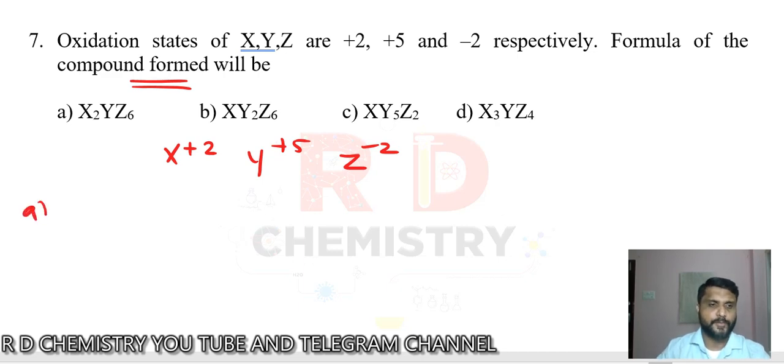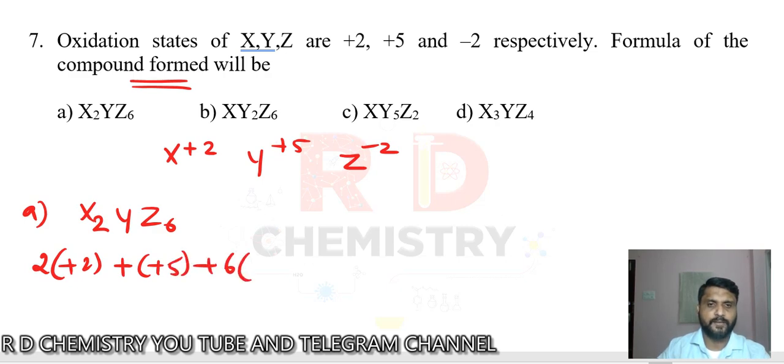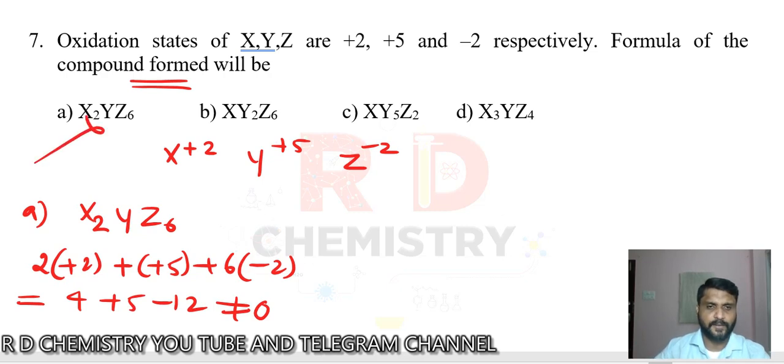Let me take the first option. They have given X2, Y, Z6. So 2 into X, that is plus 2, plus Y alone, plus 6 into Z, that is minus 2. You have to find out whether it is equal to 0 or not. 4 plus 5 minus 12. This is not equal to 0. So the first one is not the answer.